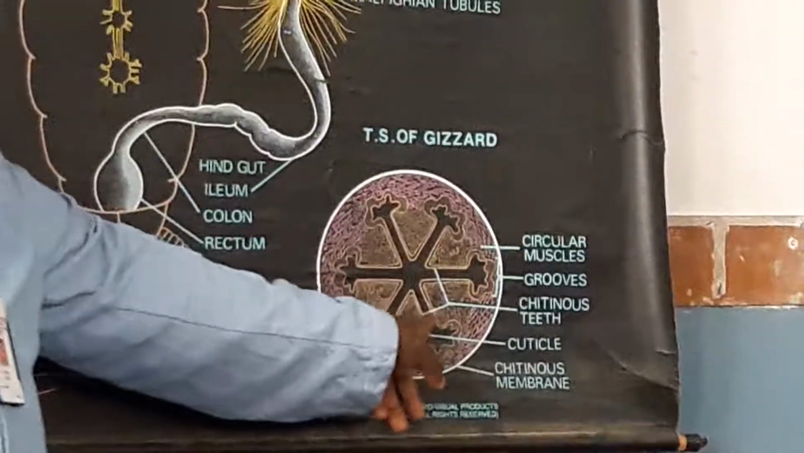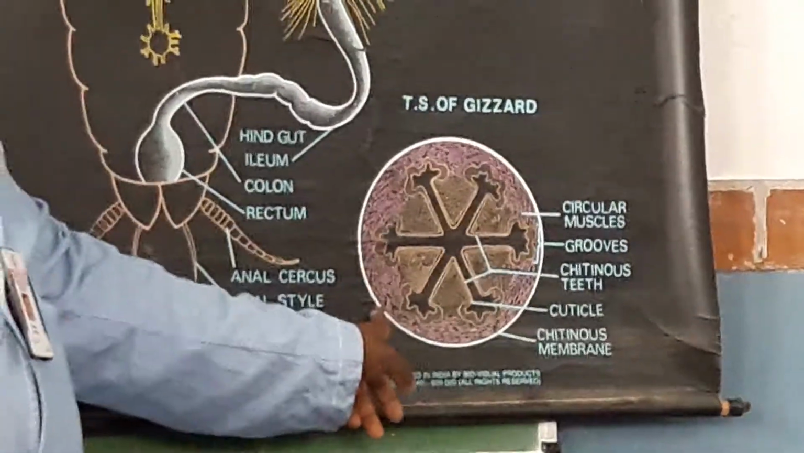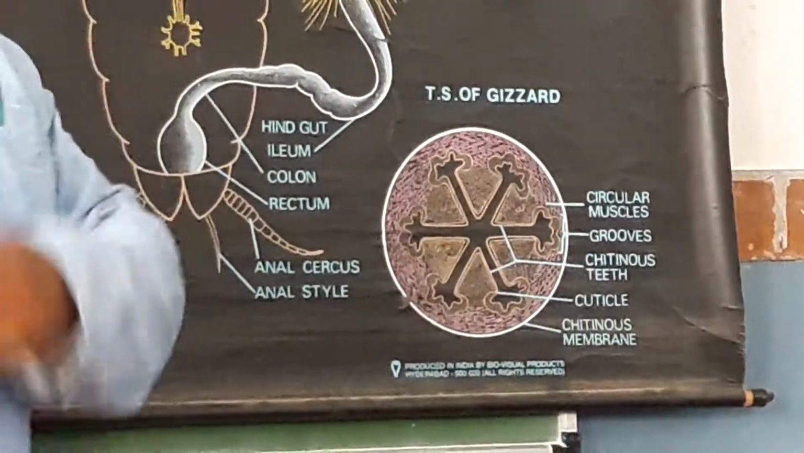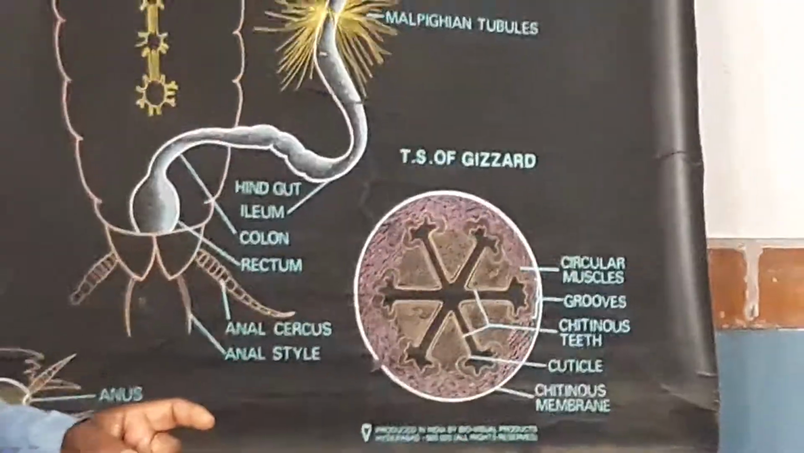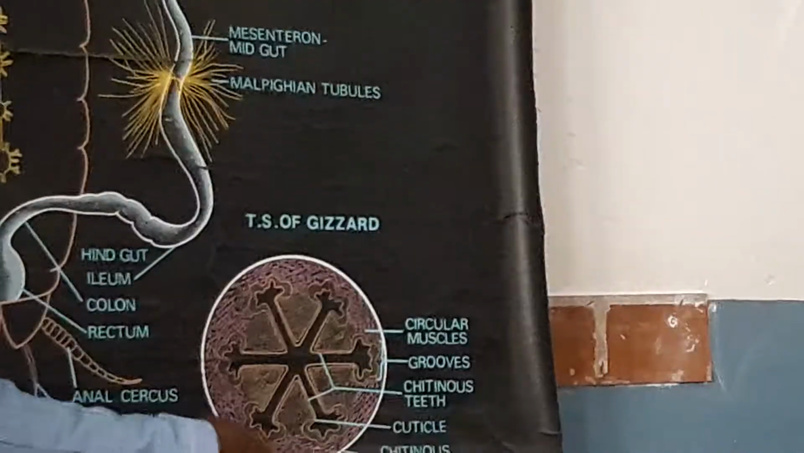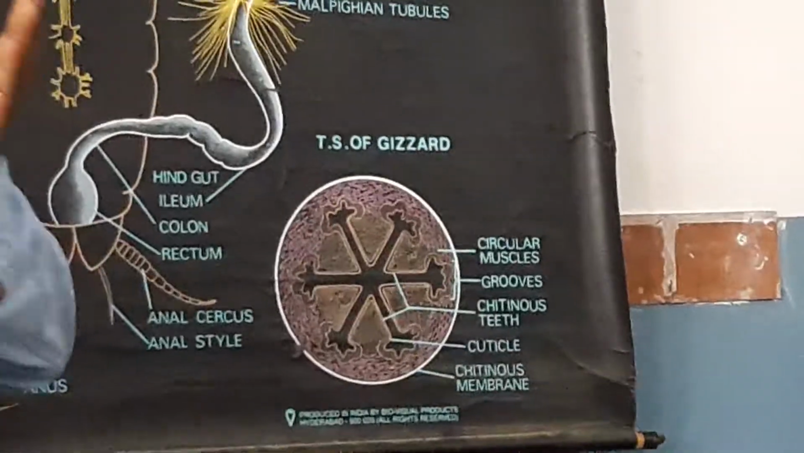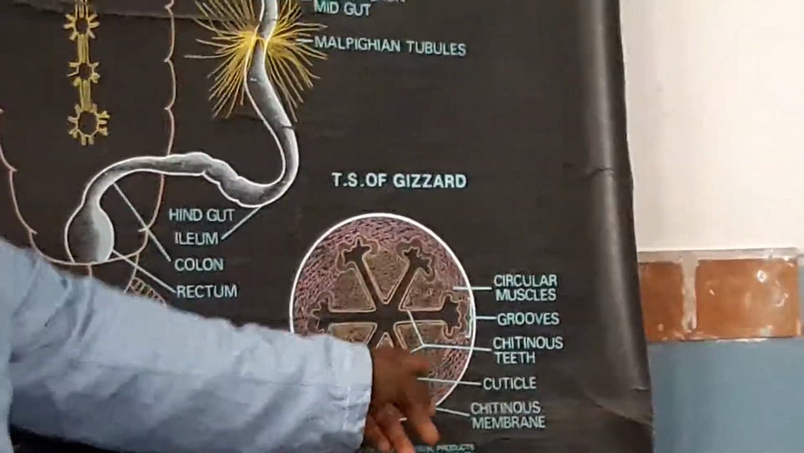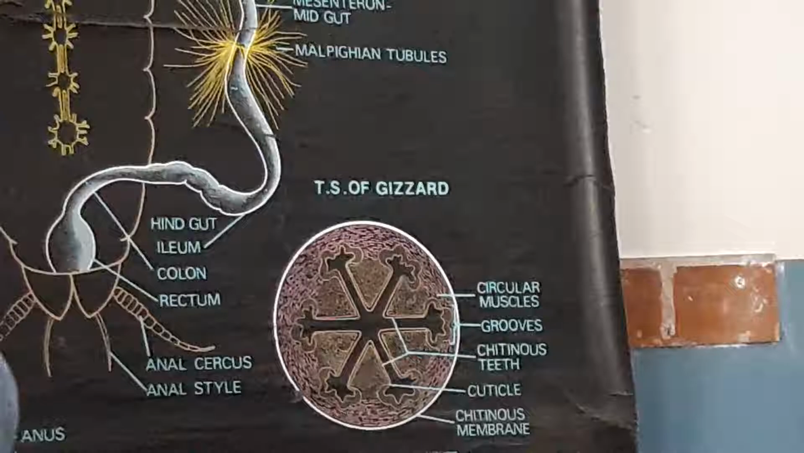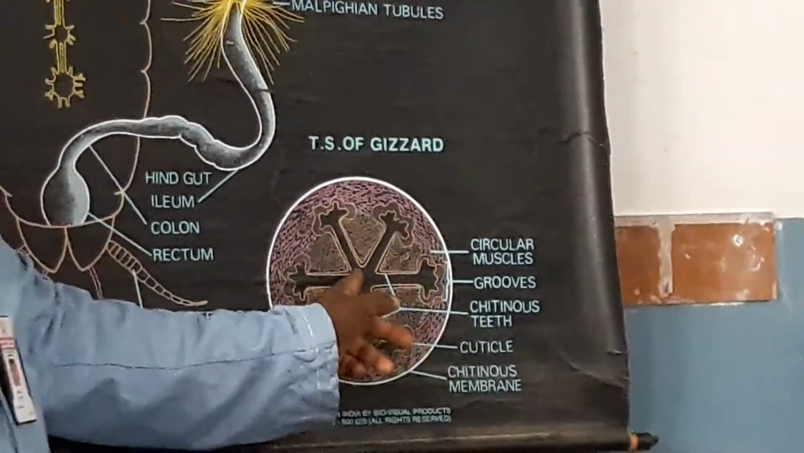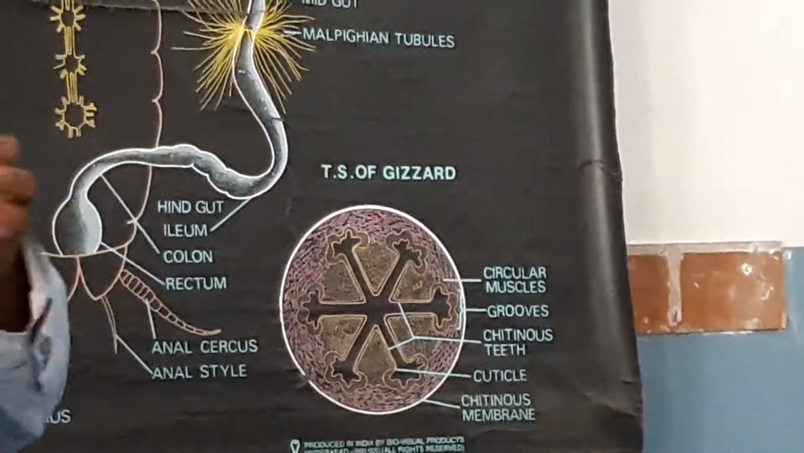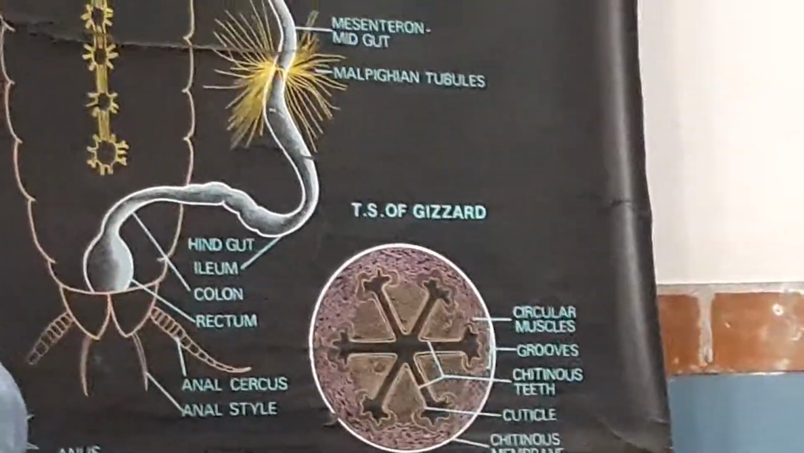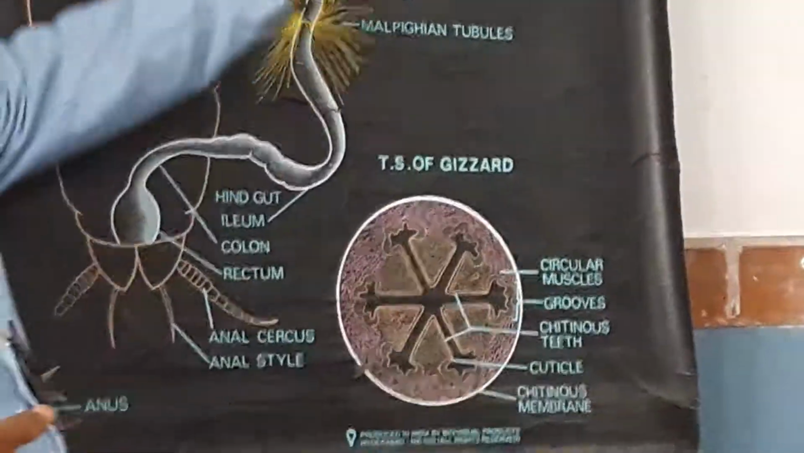Outside the teeth-like chitinous structures they are made up of circular muscles. Then they also have a cuticle layer, which is found throughout the digestive system of the cockroach. The outermost membrane of the gizzard is the chitinous membrane. They have circular muscles and chitinous teeth, which are very hard and help in the digestion of the food. This is the cavity through which the food passes. The chitinous teeth grind the food. Mechanical digestion takes place in the gizzard.